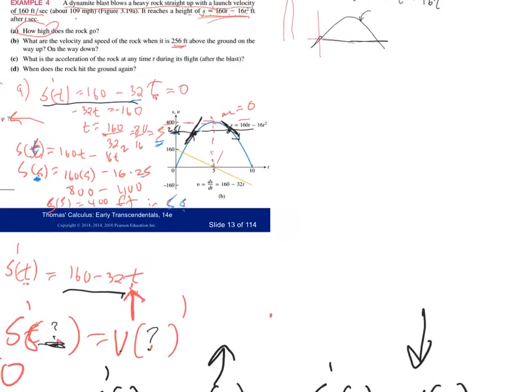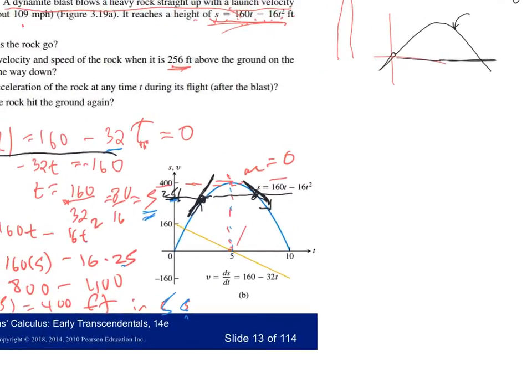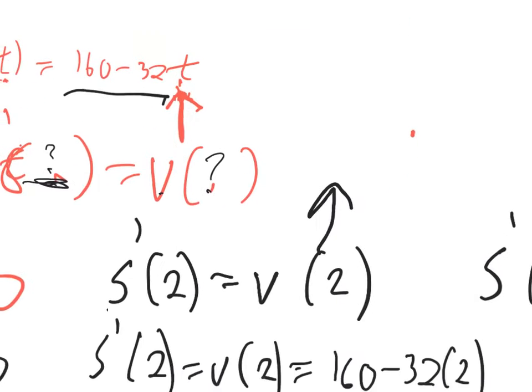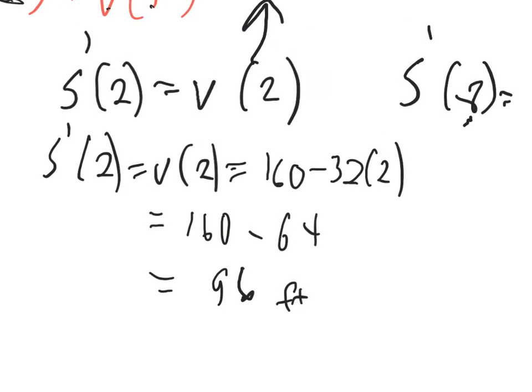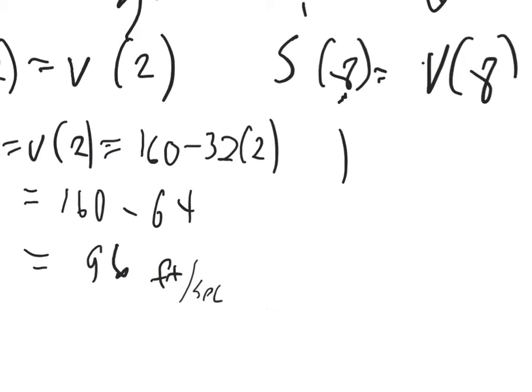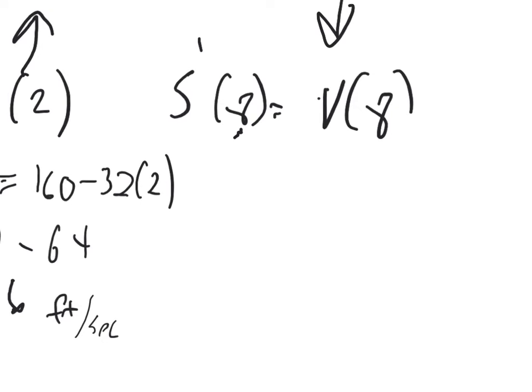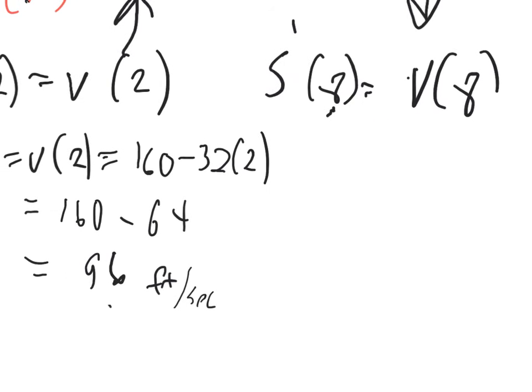I go back to my picture up here, my beautiful picture. I'm thinking 96 feet. That's not feet. That's velocity. 96 feet per second. And it is positive, thank goodness. And so that was going up, like I said. Now I'll do s prime of 8. So that's going to be the same formula.